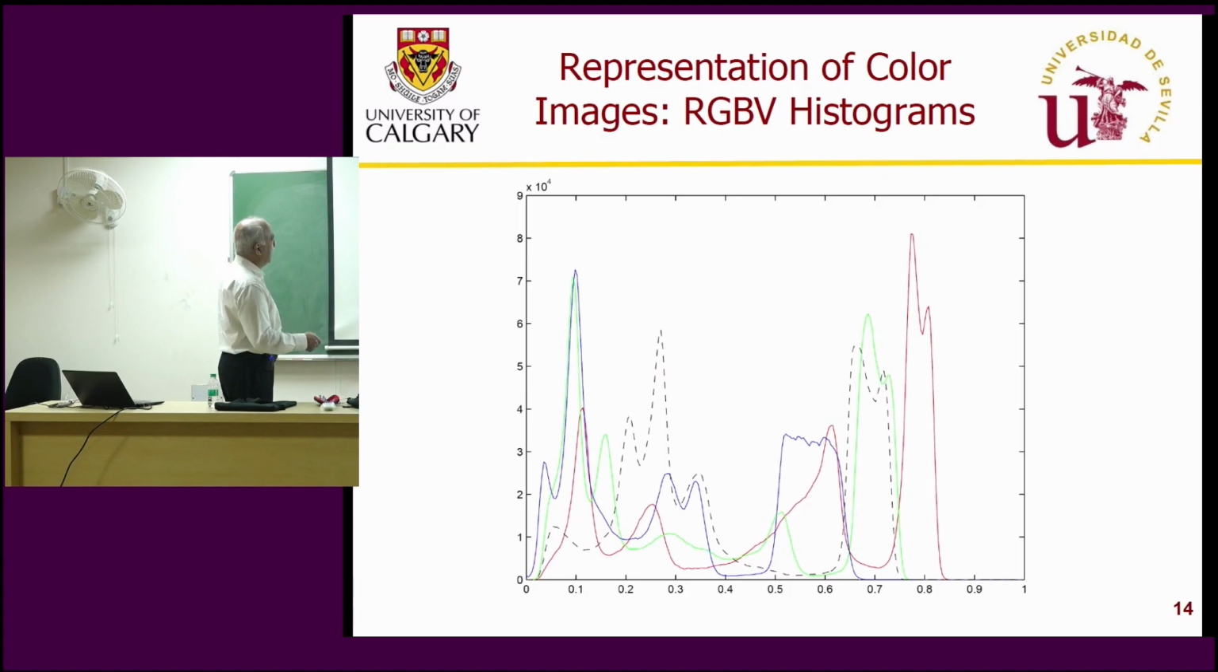So the black line is grayscale. The red is the red histogram. There is a large peak, that is my shirt. And there are some low values of red.